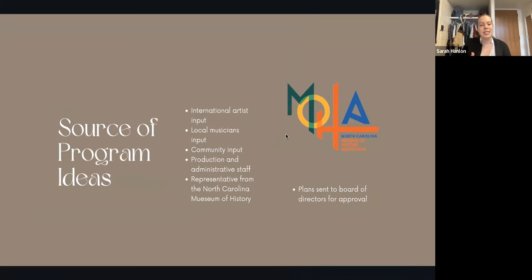So the main ideas and plans for this program will be collaborated on with several people. First and foremost, the international artists will be asked for their input to ensure they're happy with the program they are presenting and being a part of. The Gantt Center is also planning on working with their other local musicians to bounce ideas around on how they want the events to work and consider what is best for each individual artist.